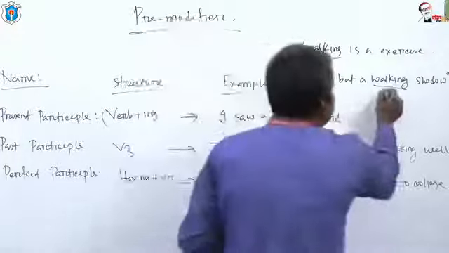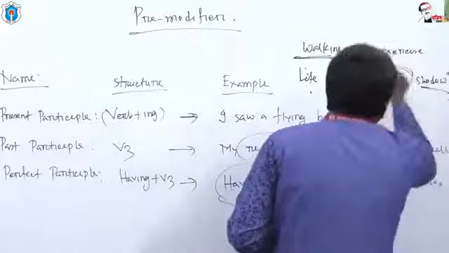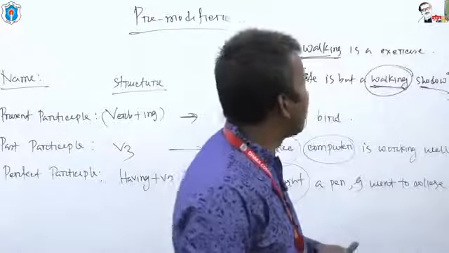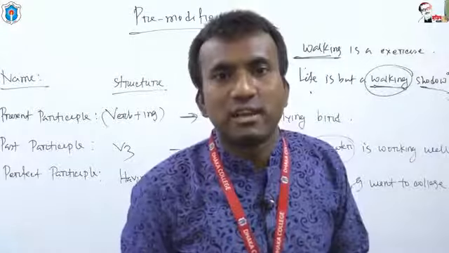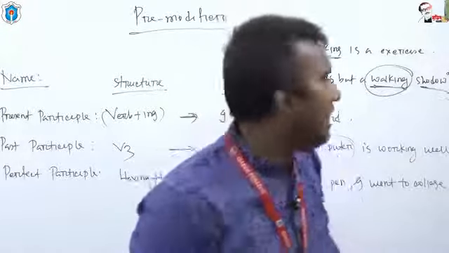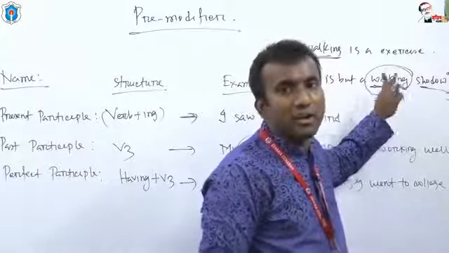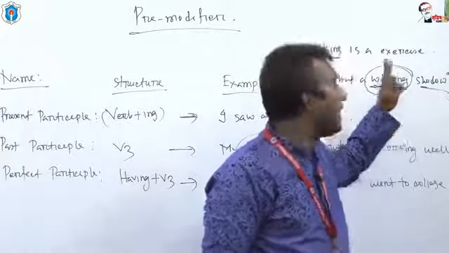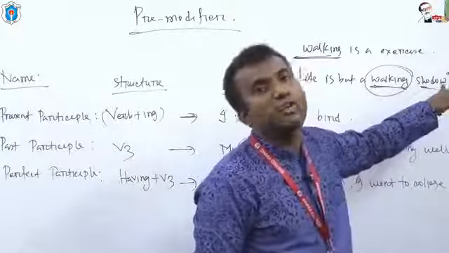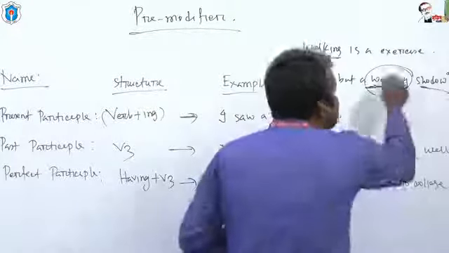But look at this example. This walking modifies or qualifies shadow. That's why we cannot call it noun. We have to say it's an example of participle, because it's an example of adjective, because it modifies shadow. Shadow is a noun. That's why this is an adjective.